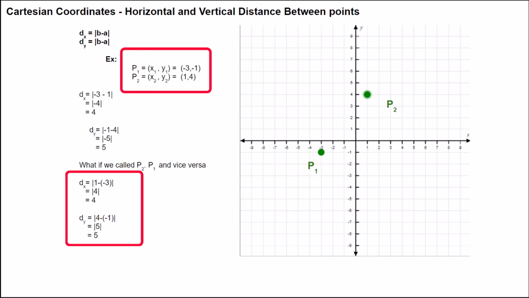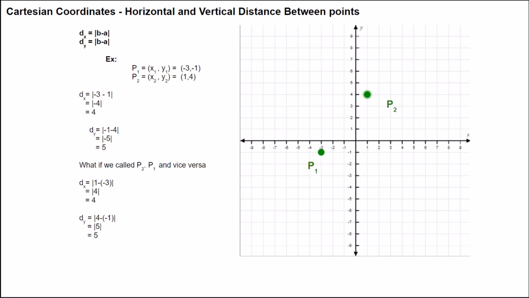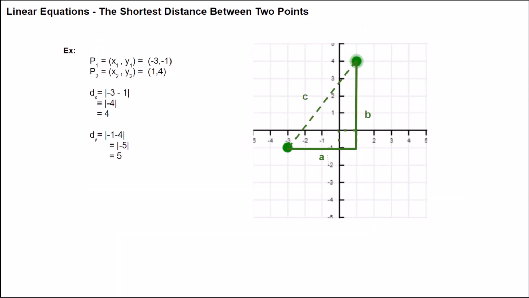Now let's try the y values. We're going to subtract the y value for point 1 from the y value for point 2. Again, we have 4, and then we subtract a -1, which gives us a 5. And the absolute value of +5 is 5. So whether we subtract point 1 from point 2 or point 2 from point 1 really makes no difference. But the goal here is to find the shortest distance between those 2 points. So how do we do that?